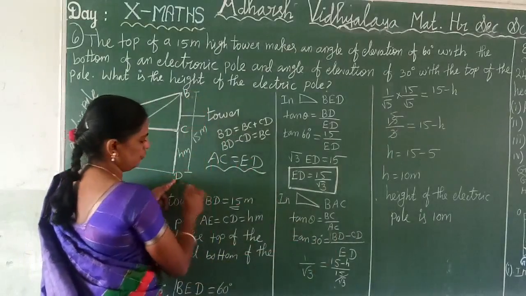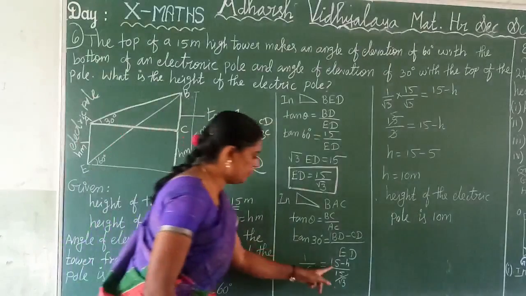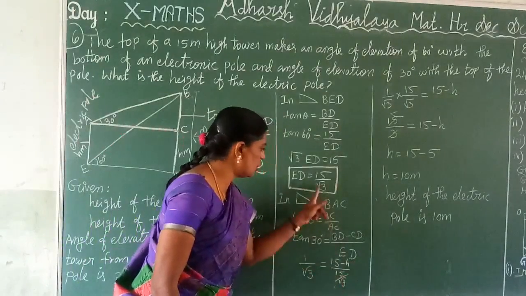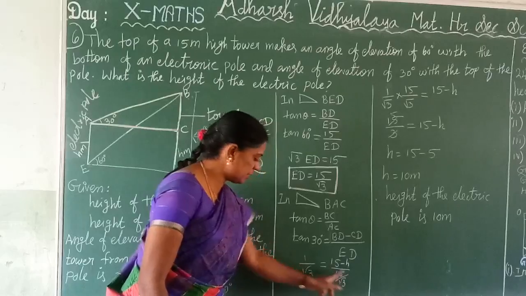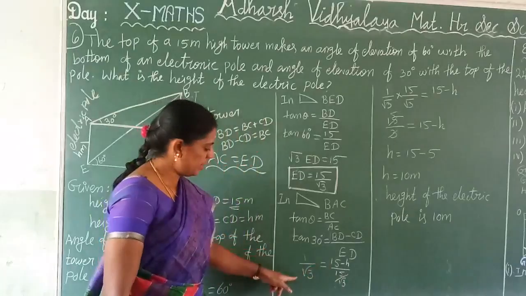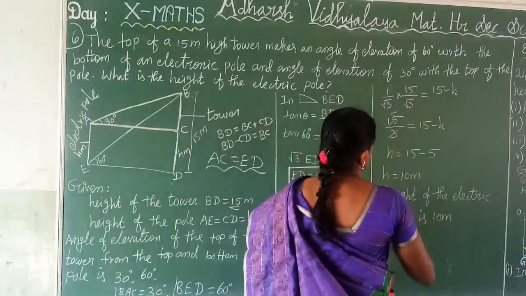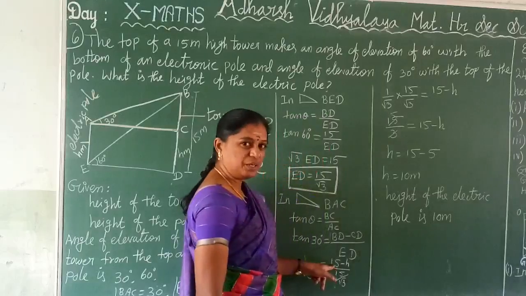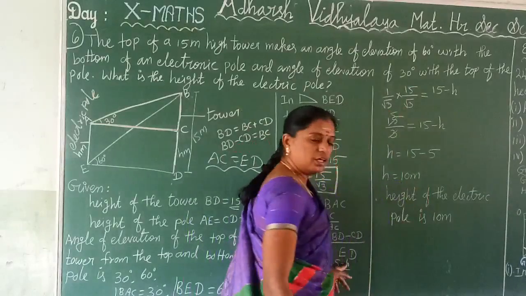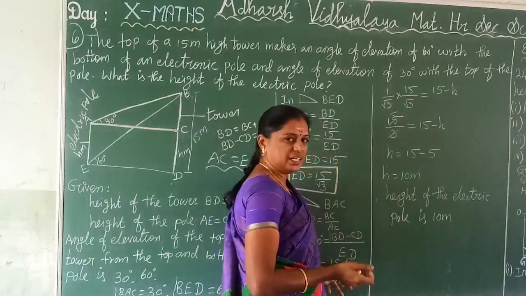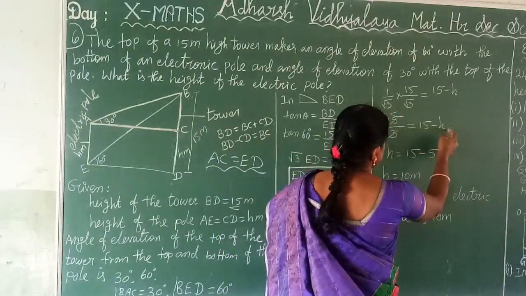BD we already know is 15, minus CD, which we consider h. So 15 minus h, by ED, whose value we already know: 15 by root 3. So the denominator comes as a numerator: 1 by root 3 into root 3 by 15... 1 by root 3 into 15 by root 3 is equal to 15 minus h. So 1 into 15 is 15. Root 3 into root 3 is root 9, taking root that is 3. 5 threes are 15, is equal to 15 minus h.